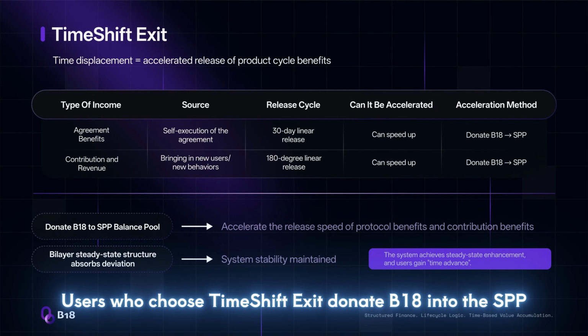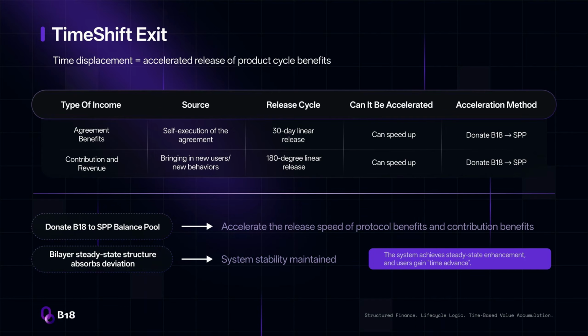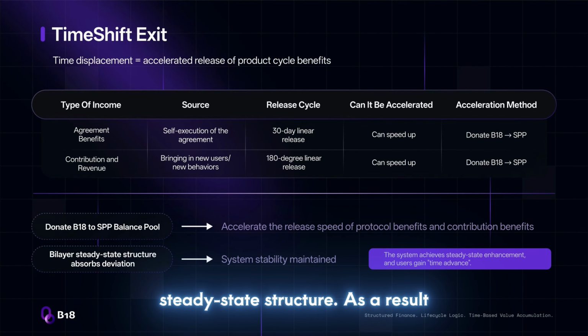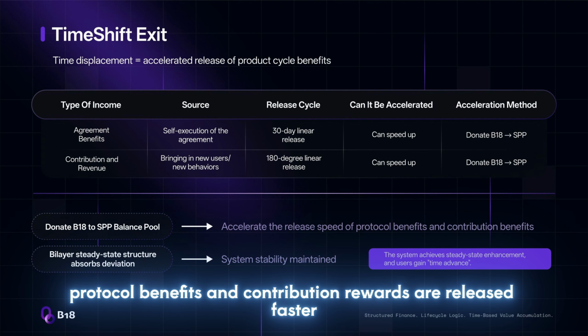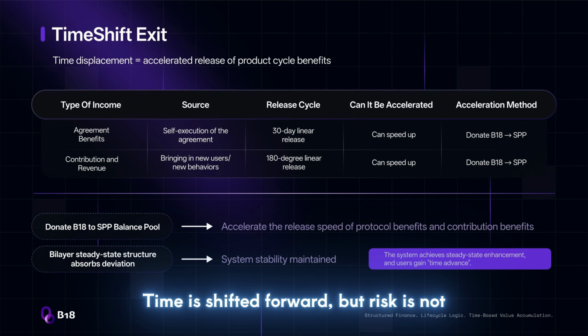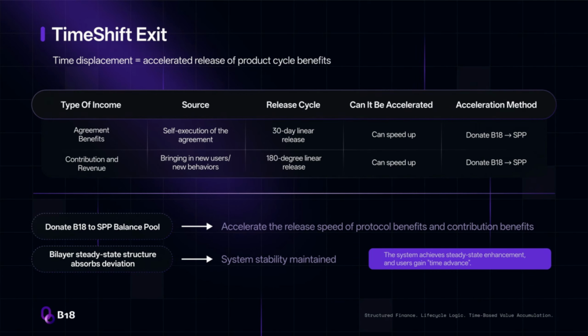Users who choose time shift exit donate B18 into the SPP balance pool. This donation absorbs system deviation through a bilayer steady-state structure. As a result, protocol benefits and contribution rewards are released faster, while overall system stability remains intact. Time is shifted forward, but risk is not.